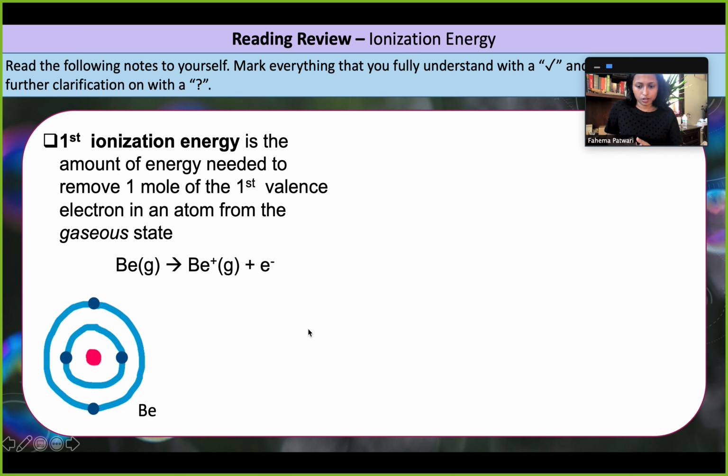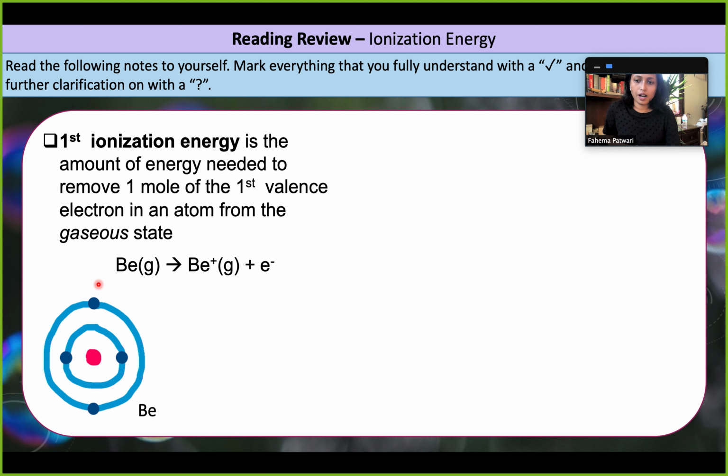Right, so first ionization energy. It is the amount of energy you would need to remove 1 mole of the first valence electron in an atom from its gaseous state. Meaning, if you have, say, beryllium in its gas form, how much energy do you need to put in to remove a valence electron from it? We're not going to worry too much about what a mole means. A mole is a numerical value, just like a dozen means 12. A mole is a certain number of electrons.